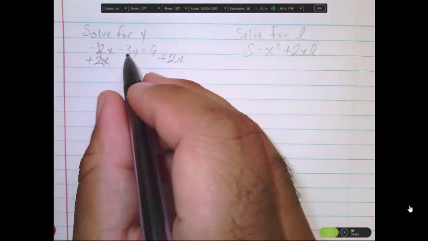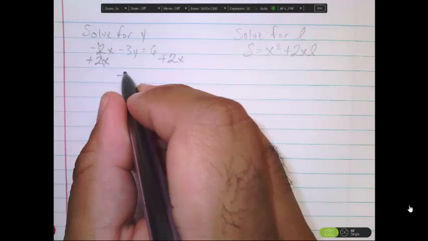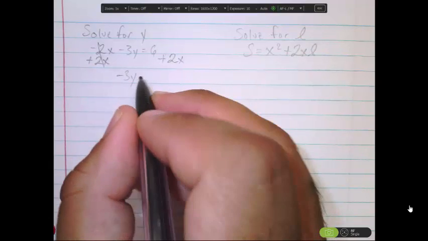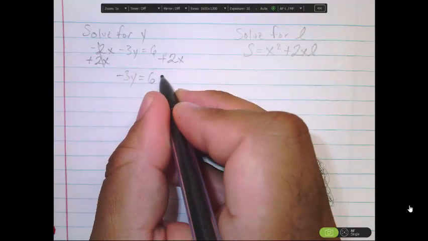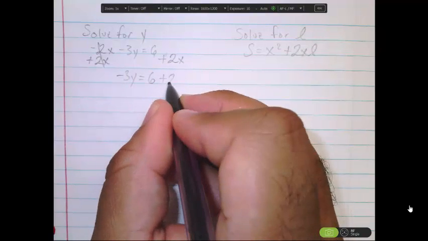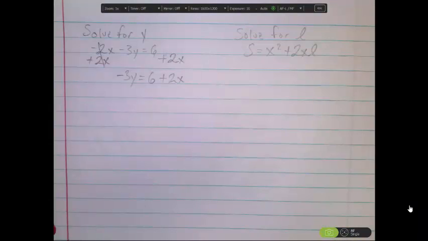We're going to bring everything down and see how that looks. Bring down our negative 3y. Great. Bring down our equal sign. Bring down our 6. And now bring down our plus 2x. That's how our equation looks now. It looks a little more manageable, but we're not done yet.